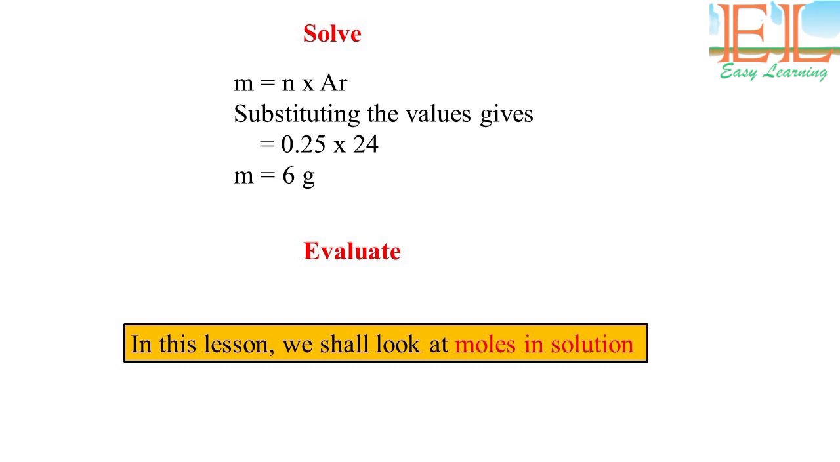Substituting the values into the equation, we will get m is equal to 0.25 times 24. And this will give us an answer of m being equal to 6 grams. Then, as usual, you evaluate your answer to see whether you have stated the correct unit of measurement.